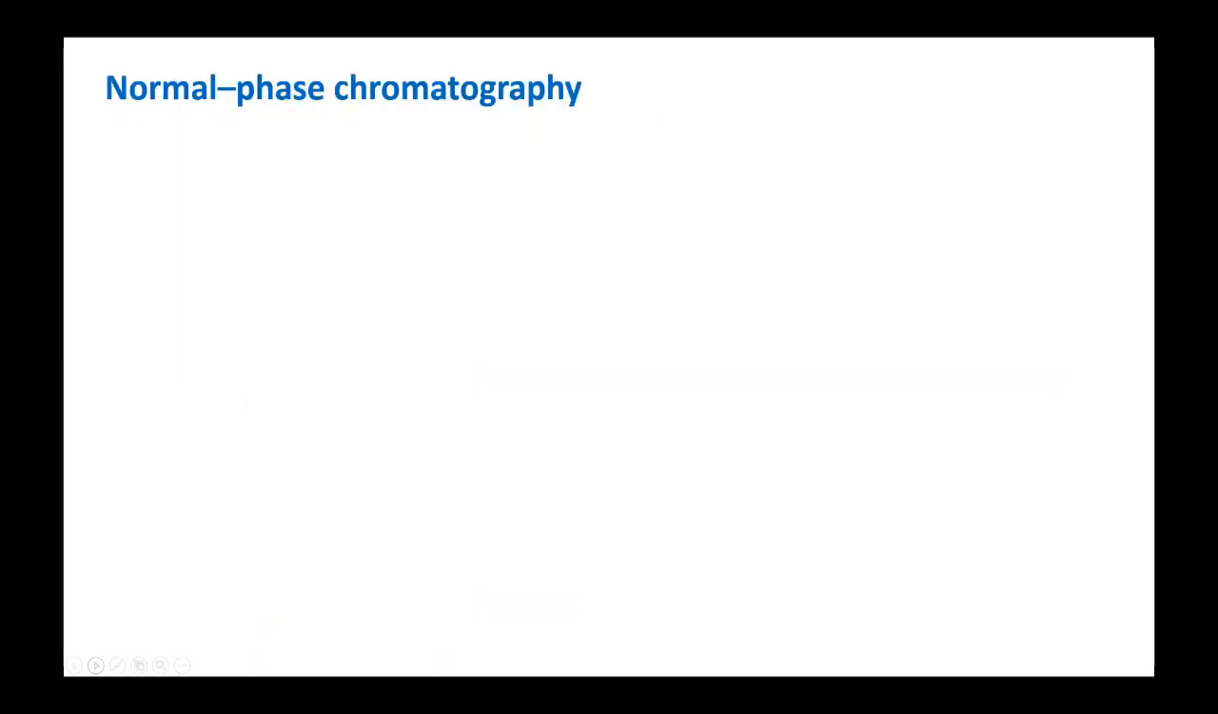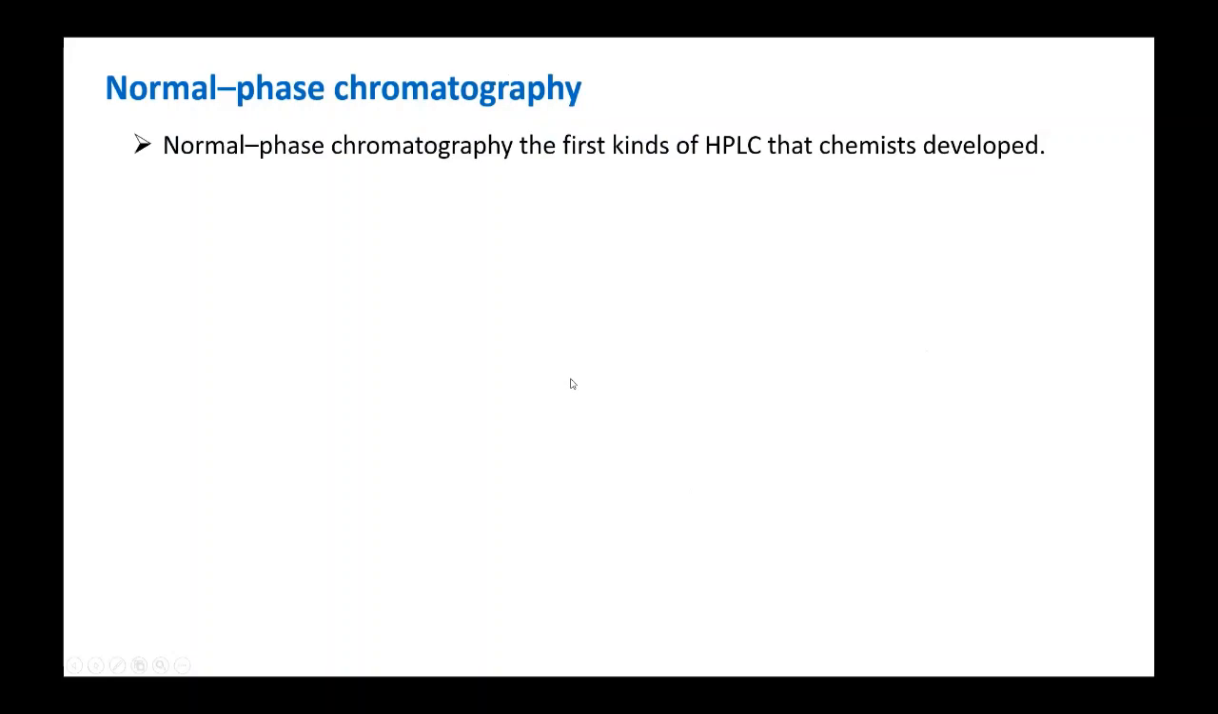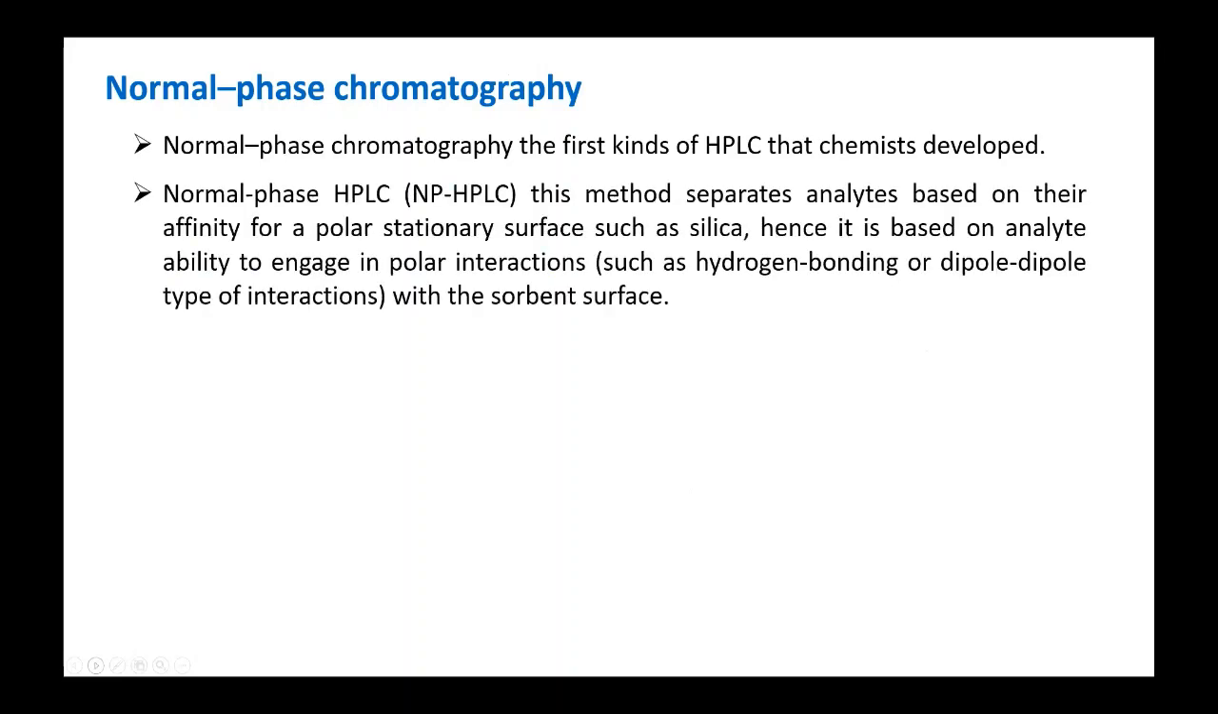Normal phase chromatography was the first kind of HPLC that was developed. This method separates analytes based on their affinity for a polar stationary surface such as silica. Hence, it is based on the analyte's ability to engage in polar interactions. What are the polar interactions we know? We know the hydrogen bonding interactions and the dipole-dipole interactions. These are the two important interactions kept in mind, and this column has been developed.